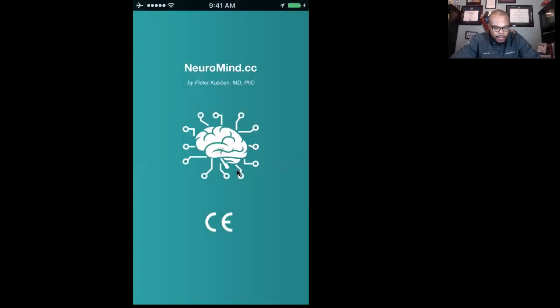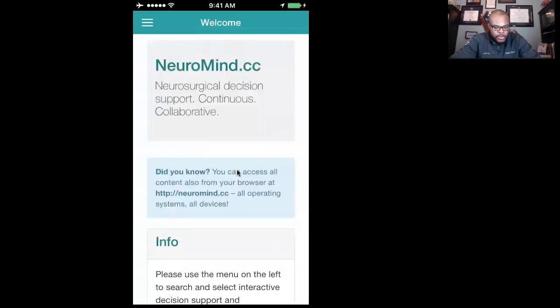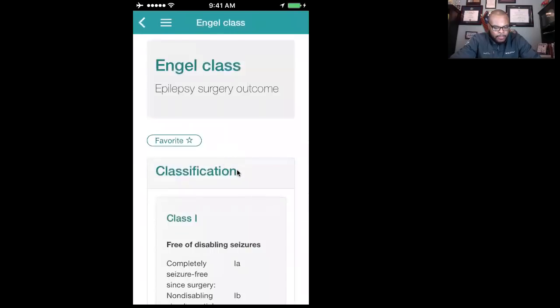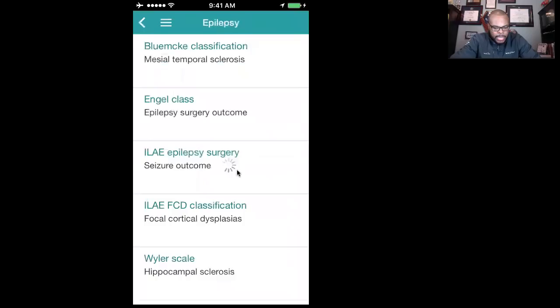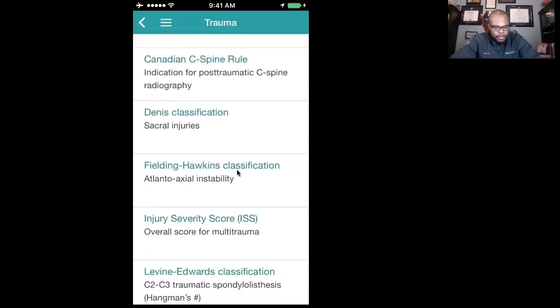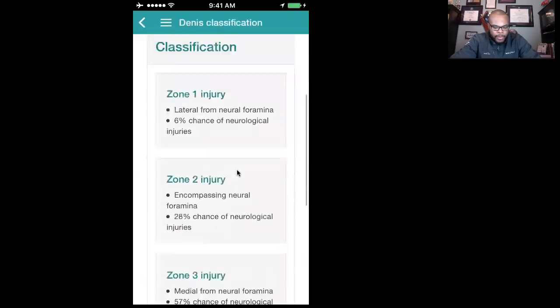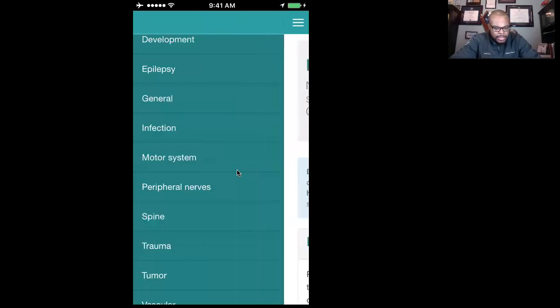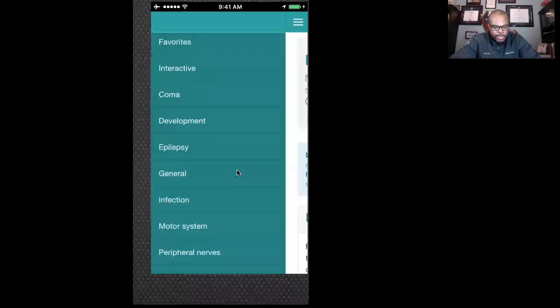The next one is NeuroMind. If you're on your neurology rotation or neurosurgery rotation or spine rotation, this app has a lot of classifications. That's the way we communicate in medicine, via classifications. So this has an epilepsy classification, or if you are doing some trauma, like the Denis classification for sacral fractures. So zone one, zone two, zone three. These are some pimp questions that you may get on the wards. So this is a good app to have as well.